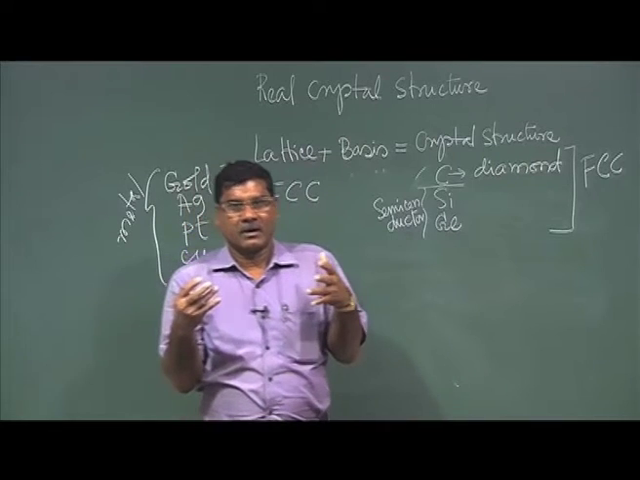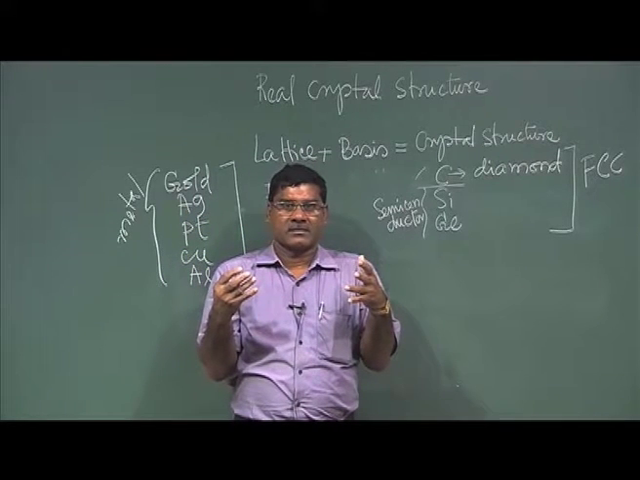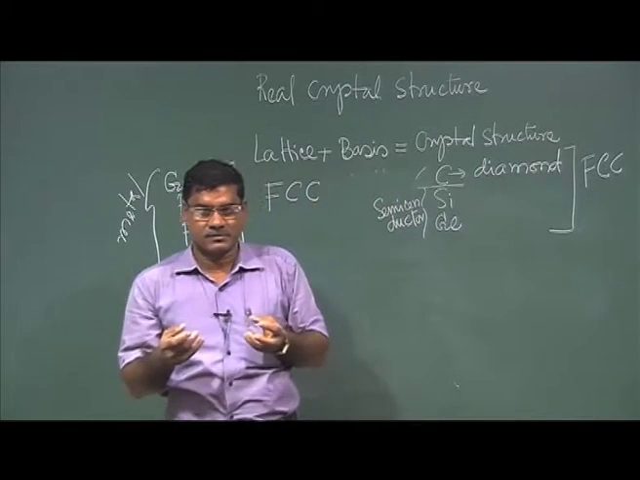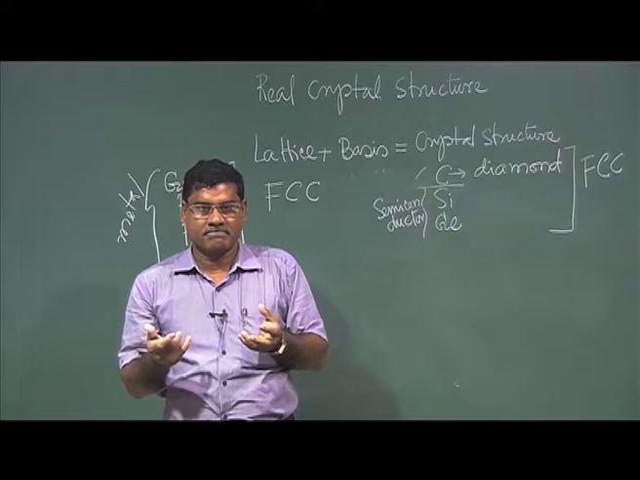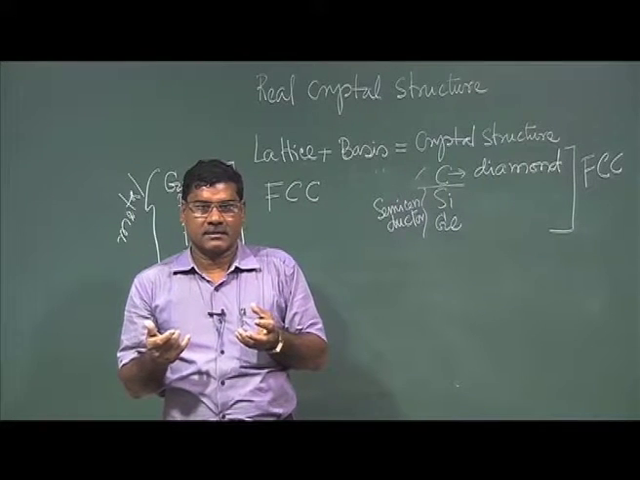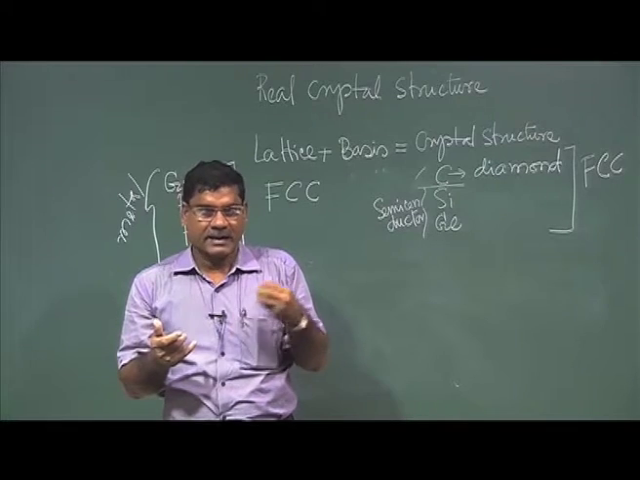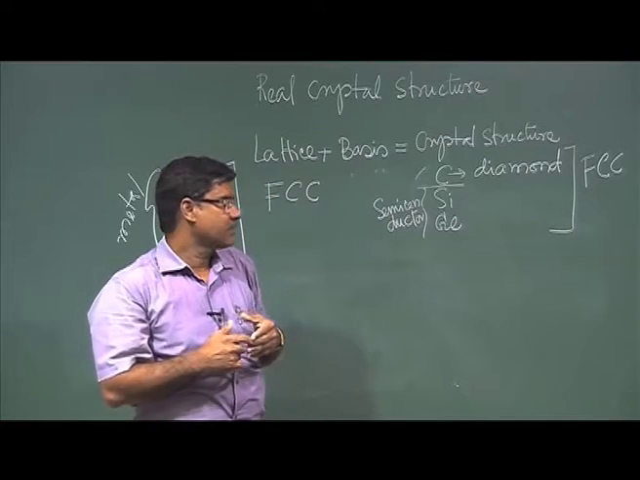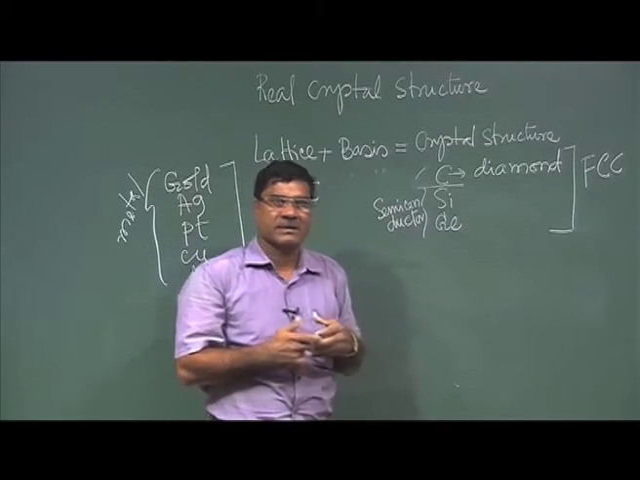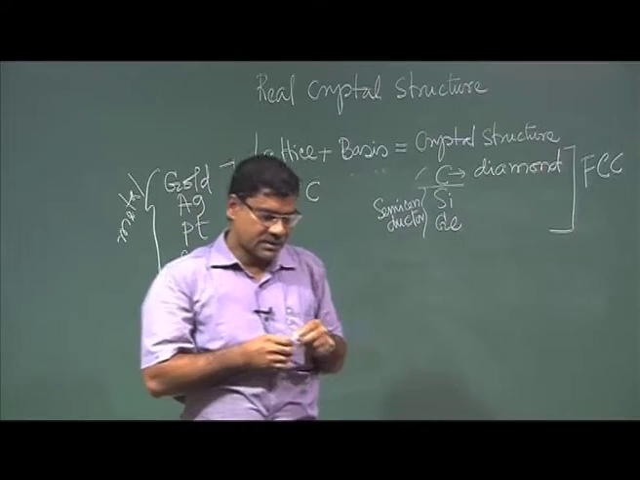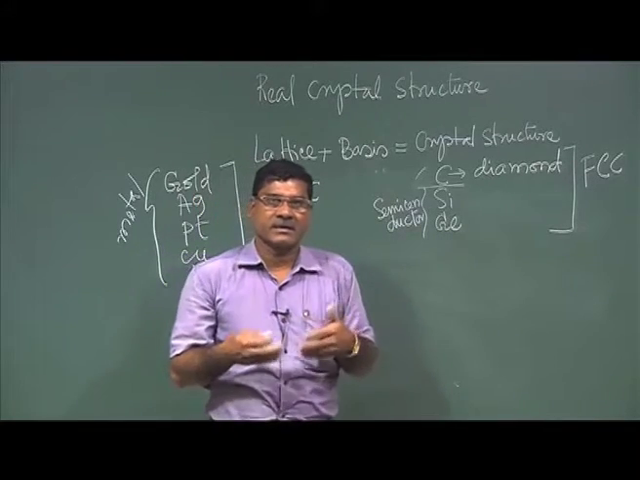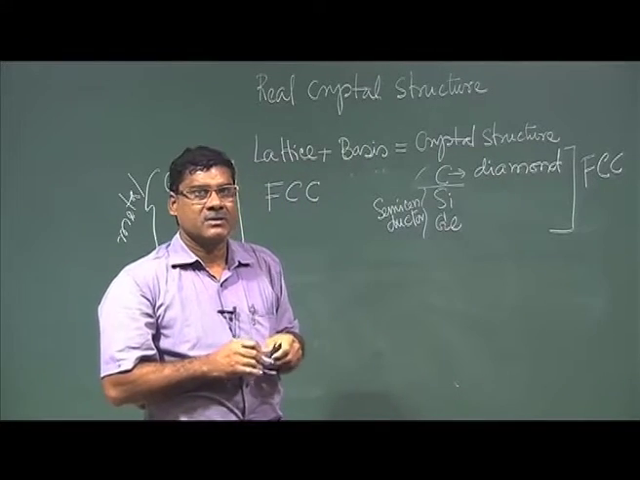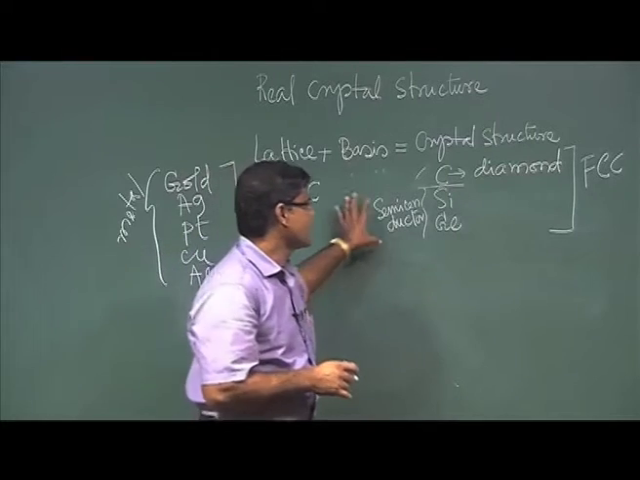Now, although all are having FCC, but for different material it has different property, okay, electrical property, magnetic property, etc. So, they are different, although their structure are same. This is because of the distribution of the bases in that FCC lattice. So, that decide the properties of those material.